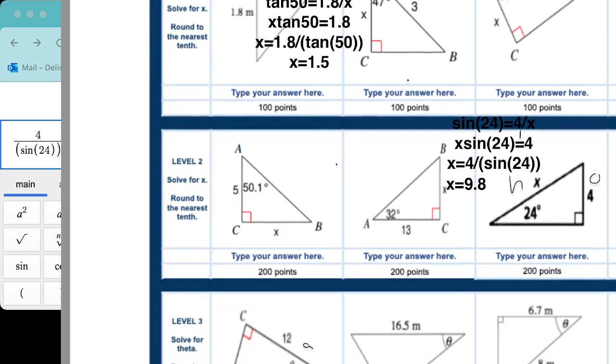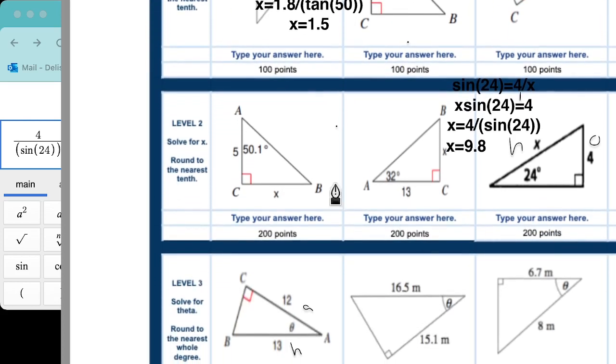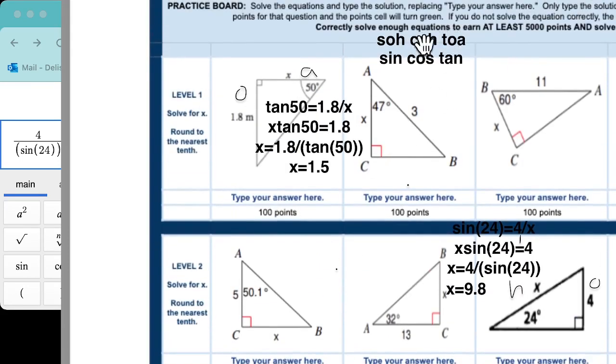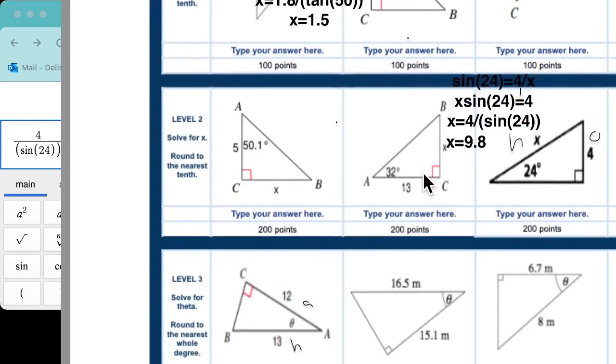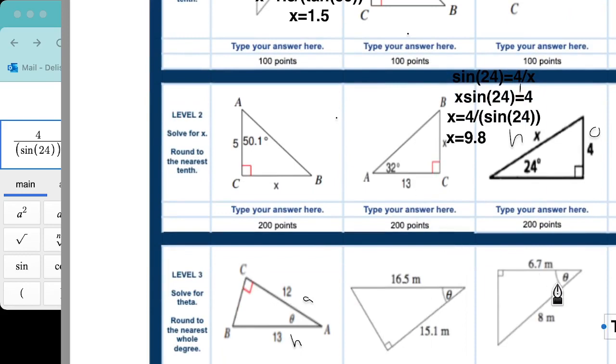So the last type of problem we're going to look at is going to deal with finding a missing angle when given two sides. So looking at this first one here, we have an adjacent and a hypotenuse, which we go with cosine, because cosine is adjacent over hypotenuse. So that is the equation we'll be using to solve this.